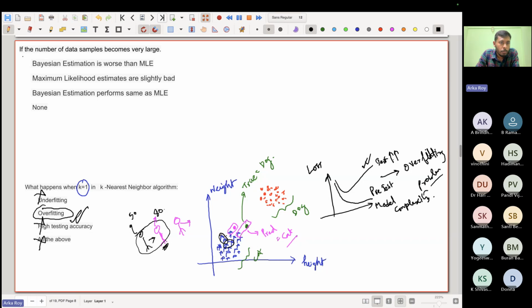And the last question states that if the number of data samples becomes very large, so what would be the answer from the above 4 statements? Have any one of you approached this particular question?